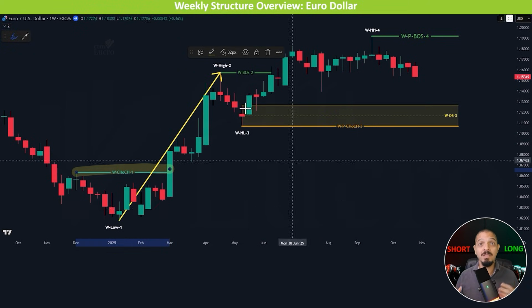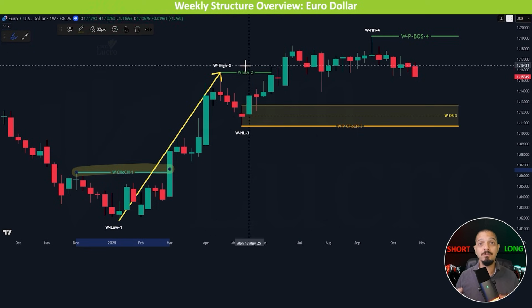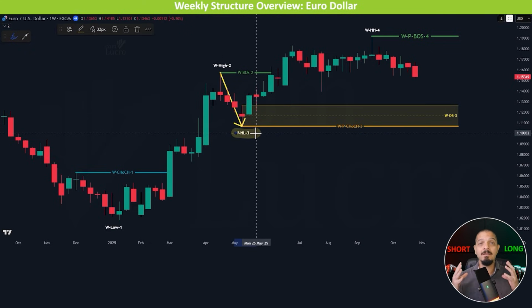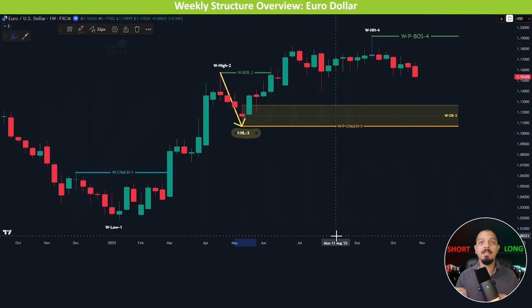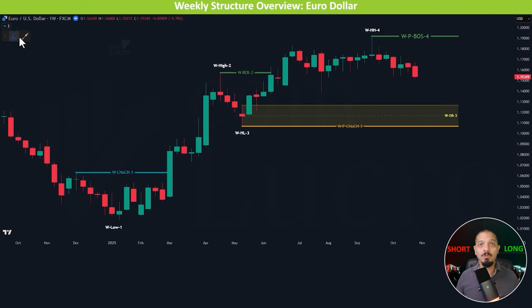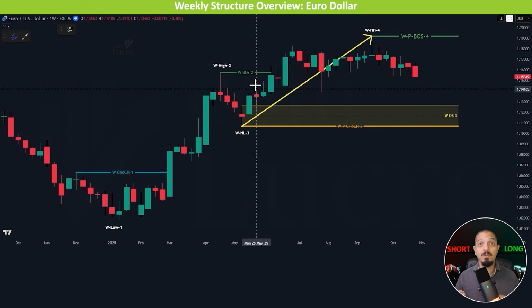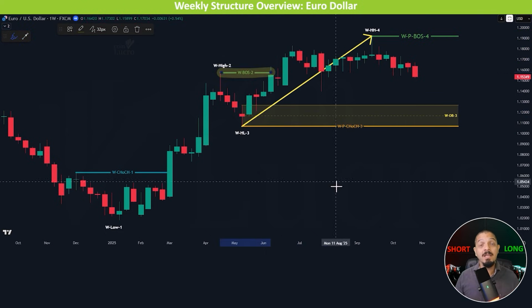After that, the market continues pushing higher into the weekly high number 2, establishing the first major peak of this new bullish cycle. Next, the market retraces and forms the weekly higher low number 3, a clean pullback that keeps the weekly trend intact and shows that demand is still active. From this point, price begins a new bullish leg that drives the market into the weekly higher high number 4, leaving behind the weekly break of structure number 2 and reinforcing the continuation of the trend.